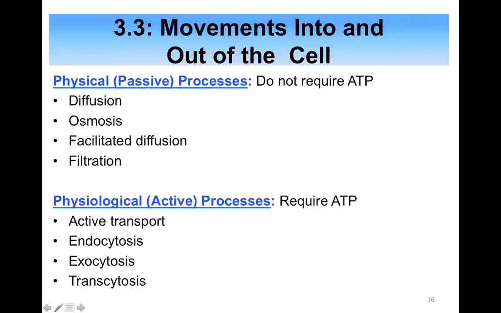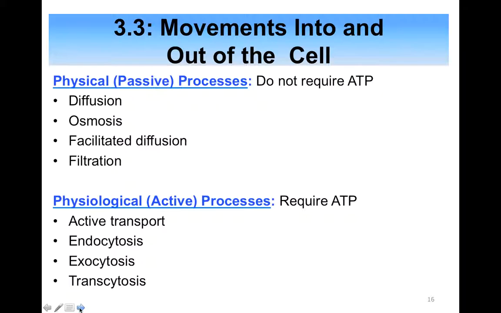Okay, so this next part is about cell transport and how stuff moves into and out of the cell. The things that do not require energy, the passive processes, are diffusion, osmosis, facilitated diffusion, and filtration. And the ones that do require energy are active transport, endocytosis, exocytosis, and transcytosis.